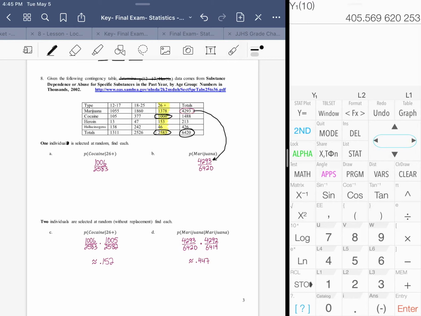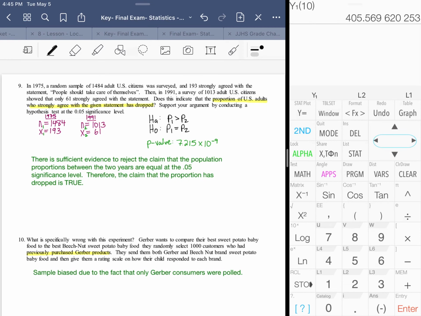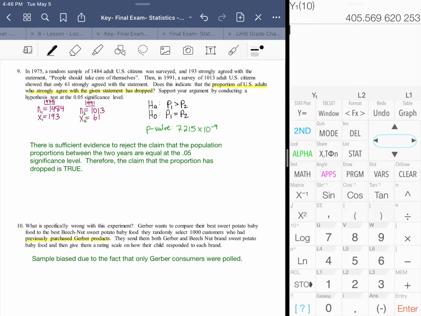So we're just building off of the previous answers. If I know that the probability of a cocaine user given the 26 or older age group is 1,006 out of 2,583, and I want to select the second one at random, there's 1 less individual in the group of cocaine users, and 1 less in the 26 or older group overall. So you multiply those together, and you have it. Same idea for the marijuana. Reduce by 1 top and bottom, multiply across, call it a day.